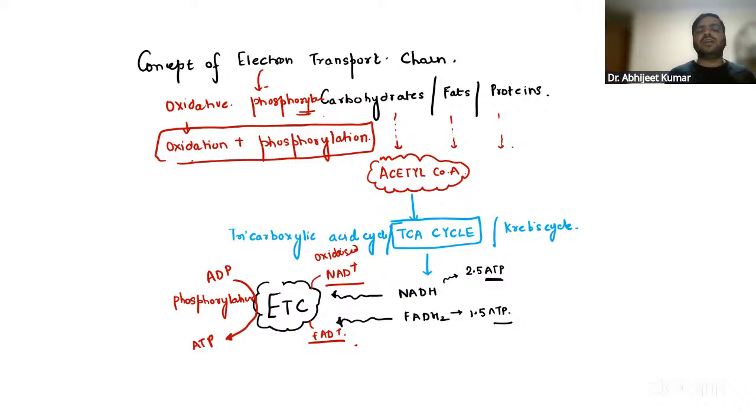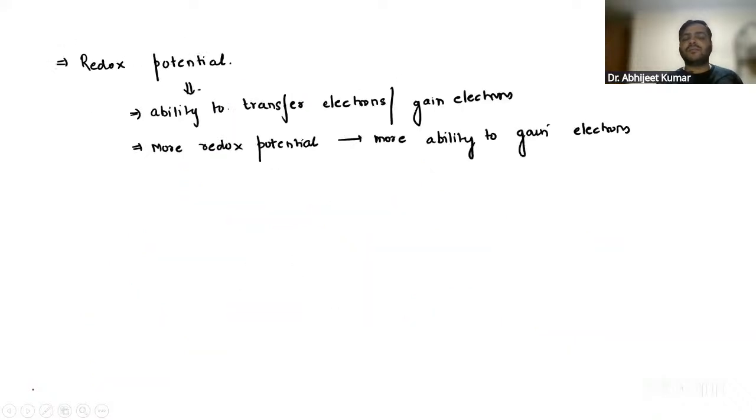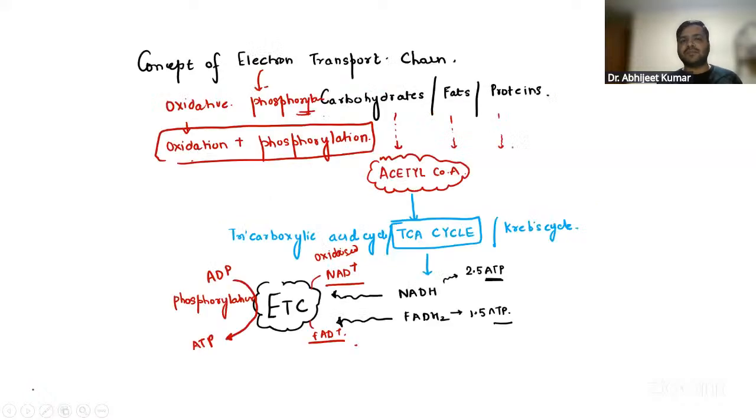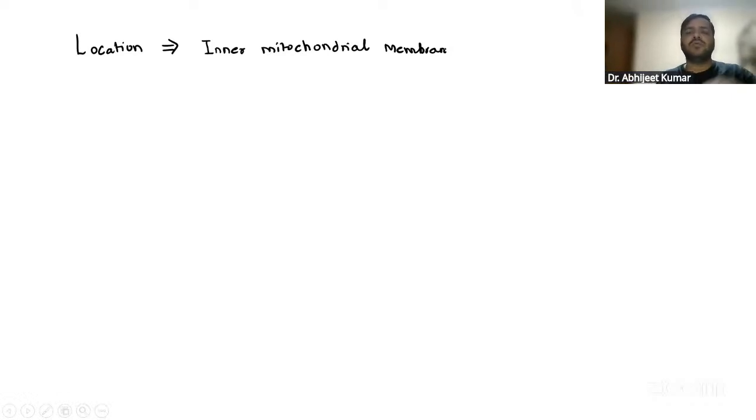So now let us start the very first part. What is the location of the electron transport chain? We have just started with some basics: redox couple, what is redox potential, the definition of the electron transport chain and the concept. Now where is the location? It is the inner mitochondrial membrane. Very, very important.